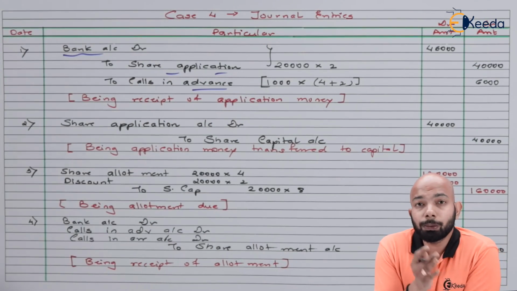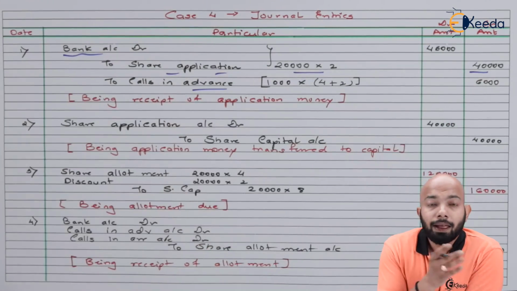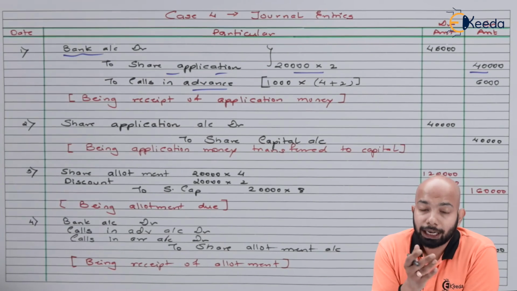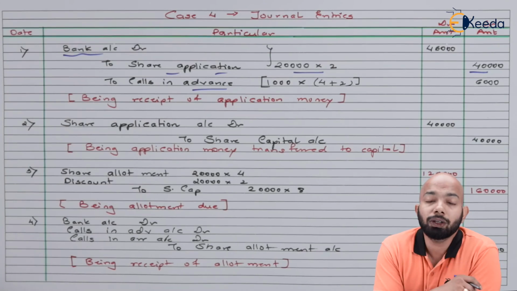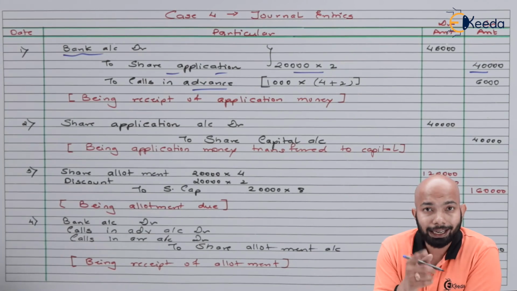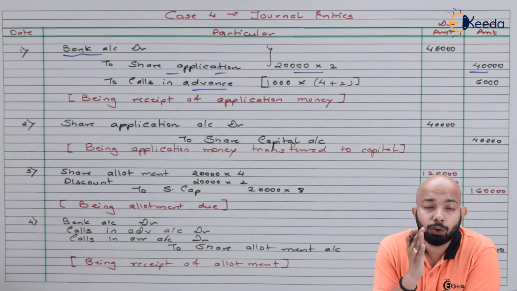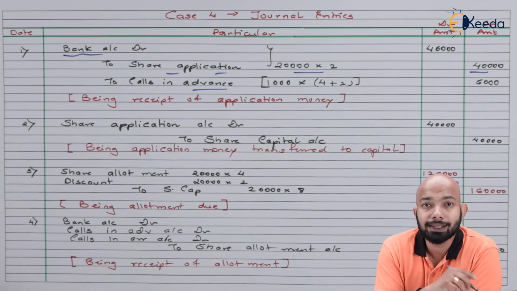So share application will be 20,000 multiplied by 2. Calls in advance will be 1,000 multiplied by 6, that is 4 plus 2. Advance money whichever has been paid is 6,000. So total amount that we have received is 46,000. Now we have to move this amount, only application amount, to share capital. So share application account debit to share capital, only 40,000 will be moved. That is our second entry.